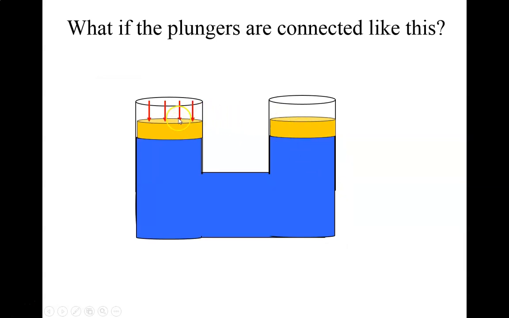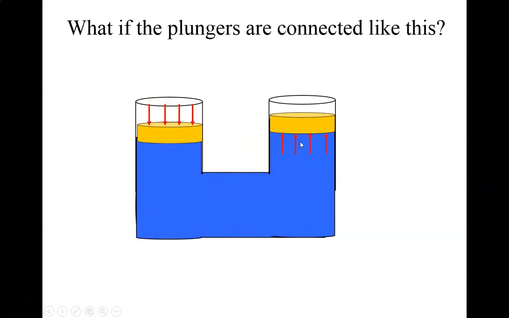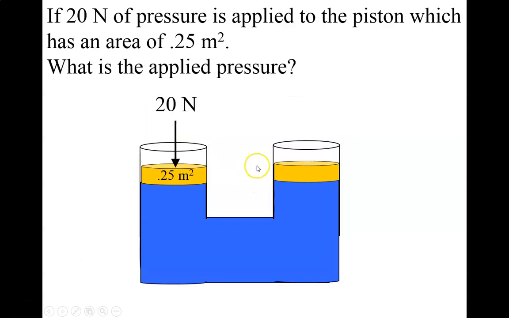What if I push down like this? Will this piston still move up? Okay, it will. If I push down on here, the pressure everywhere on the walls is going to increase, including the upward pressure here. So when I push down here, I'm creating upward pressure here, and that's going to cause that piston to go up. Or in other words, the water's got to go somewhere when you push down.